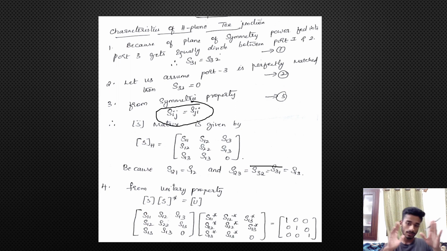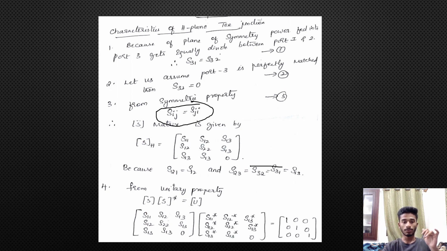So the original matrix is S11, S12, S13. Here S21, S22, S23. Then here S31, S32 and S33. As we all know, S33 equals 0 and S21 equals S12 and S23 equals S32 equals S31 equals S13. So all the values revolve around S11, S12 and S13 itself.